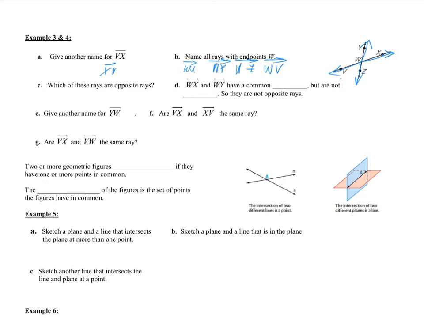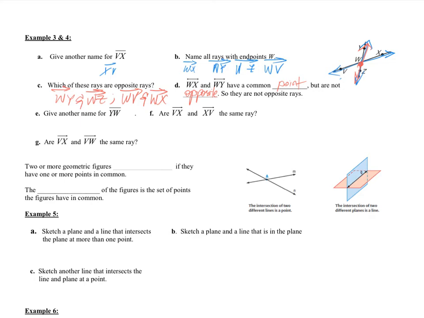Part C, which of these rays are opposite rays? Then, let's see, we can look at WY and WZ, as well as WV and WX. And let's see, rays WX and WY have a common point. They intersect at this common point, but they are not opposites. So they are not opposite rays.